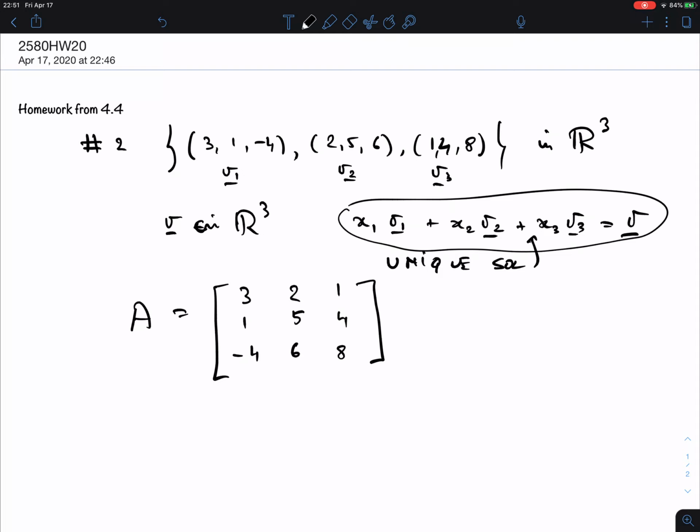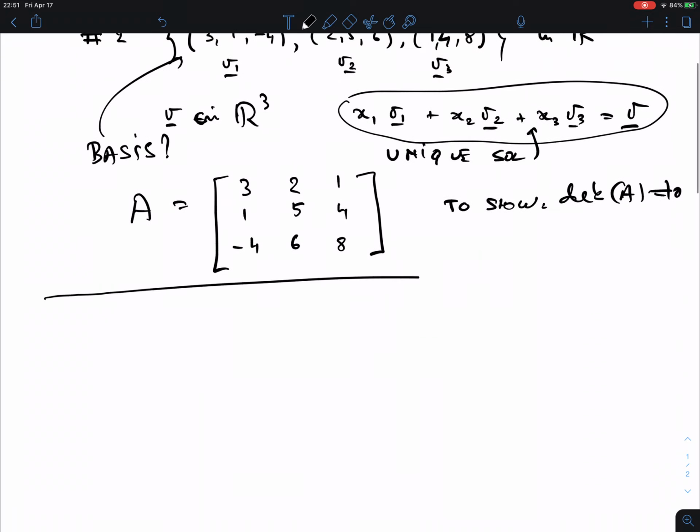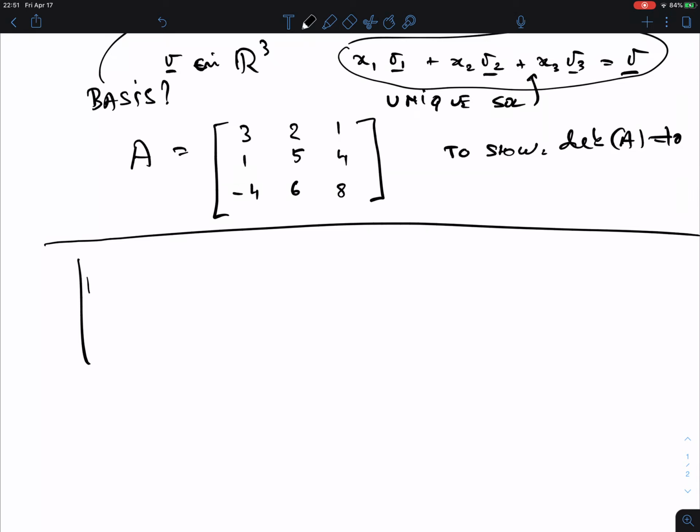So, the question is: is this a basis? The way to do that is to show that the determinant of A is non-zero. That's it. We have to calculate the determinant, which is not so bad. So we have the matrix with rows 3, 2, 1, 1, 5, 4, minus 4, 6, 8.